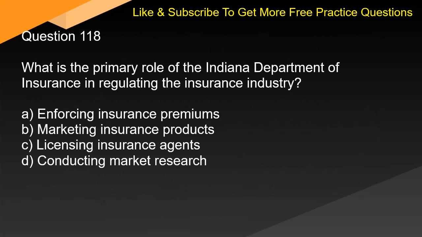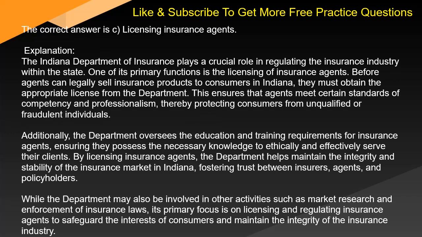Question 118. What is the primary role of the Indiana Department of Insurance in regulating the insurance industry? A. Enforcing insurance premiums. B. Marketing insurance products. C. Licensing insurance agents. D. Conducting market research. The correct answer is C.